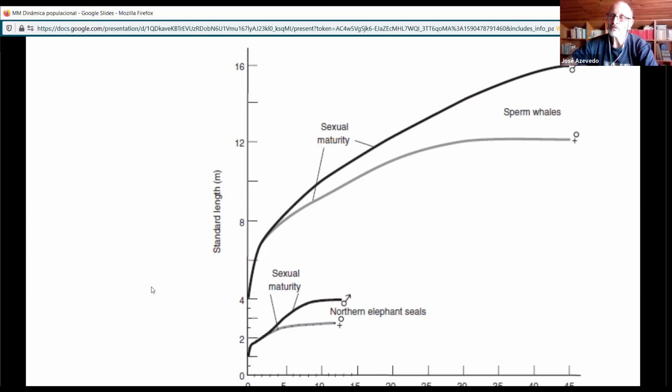Mark, can you guess at why this should be so? Maybe because they fight each other. So if they grow more, they have more chances to win. Yes, good, very good, absolutely.